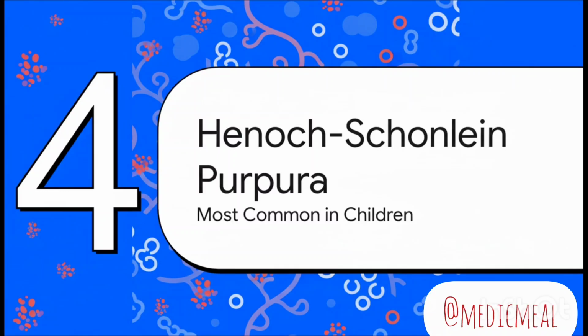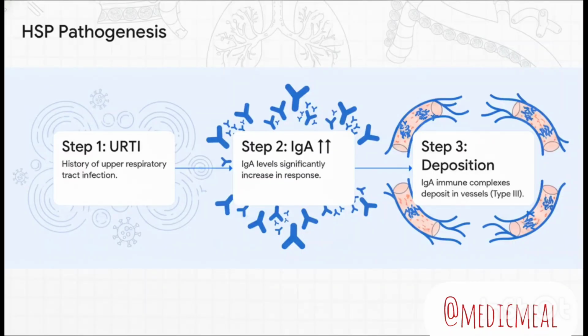Now let's talk about a disease with a totally different mechanism, an immune complex-mediated disease called Henoch-Schönlein purpura, or HSP. This is, hands down, the most common vasculitis you'll see in kids worldwide. The way this disease develops is really distinct, and it often follows a clear, predictable sequence. It usually starts after the patient, typically a kid, has had a cold or some other upper respiratory tract infection.